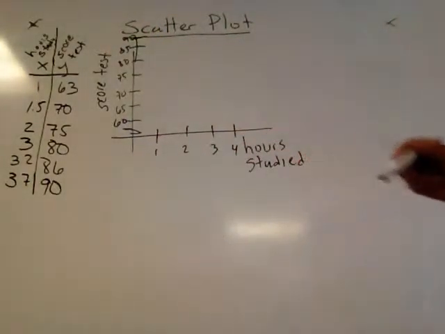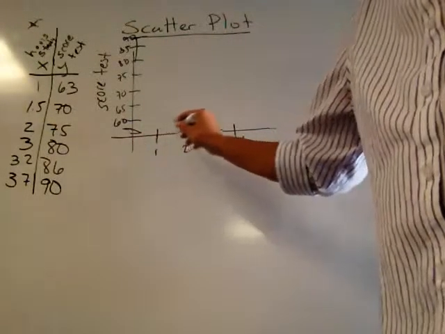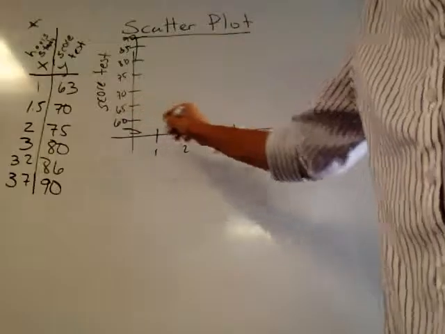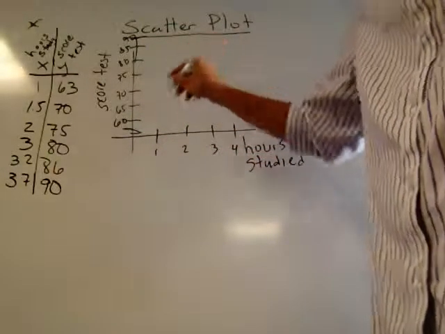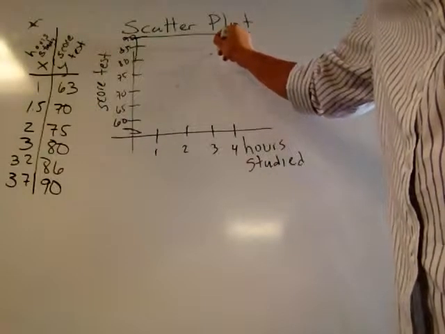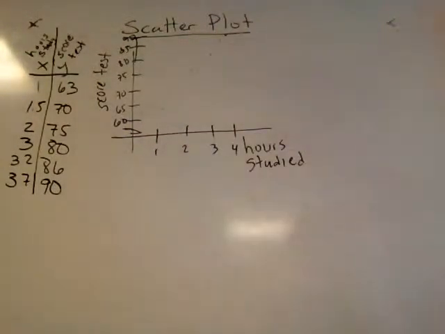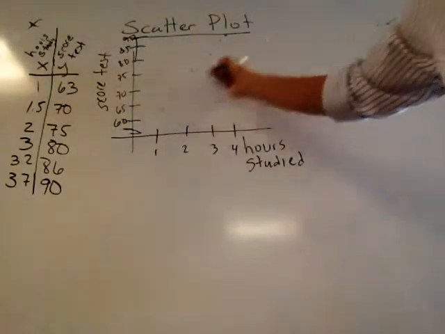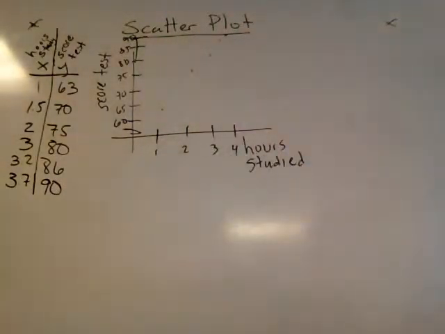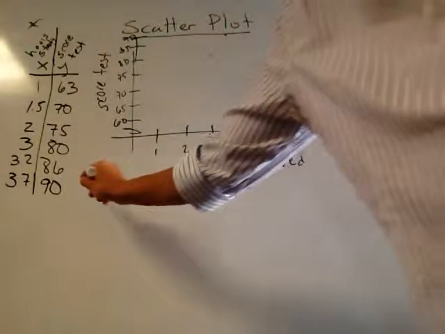Right? So now I'm just going to do a quick sketch of this. 1 and 63 is about there, 1.5 and 70, 2 and 75, 3 and 80, 3.2 and 86, and 3.7 and 90. So if we can kind of see this scatter plot, it appears to be linear. And if I want to go ahead and describe it, I would describe exactly what I would see. So what do I see?